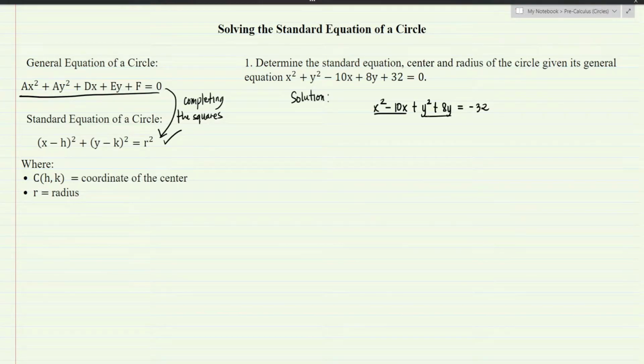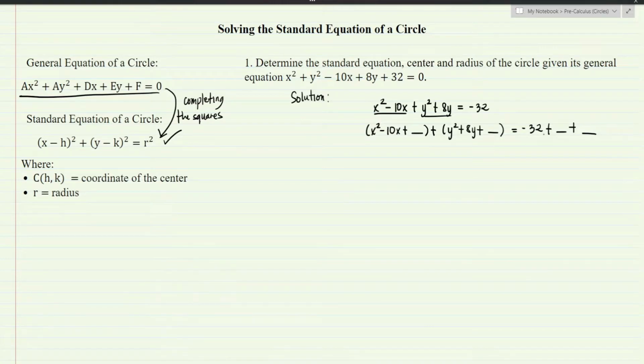Now the next step, we will need to convert these two quadratic expressions into perfect square binomials, and to do that, we will need to add a constant term to each of them. So I will rewrite the first as x squared minus 10x plus the unknown constant term. We will do the same for the second quadratic. I would rewrite this as y squared plus 8y plus the second constant term, then equal to negative 32. Then whatever we add on the left side must also be added to the right side of the equation so that we can balance the equation.